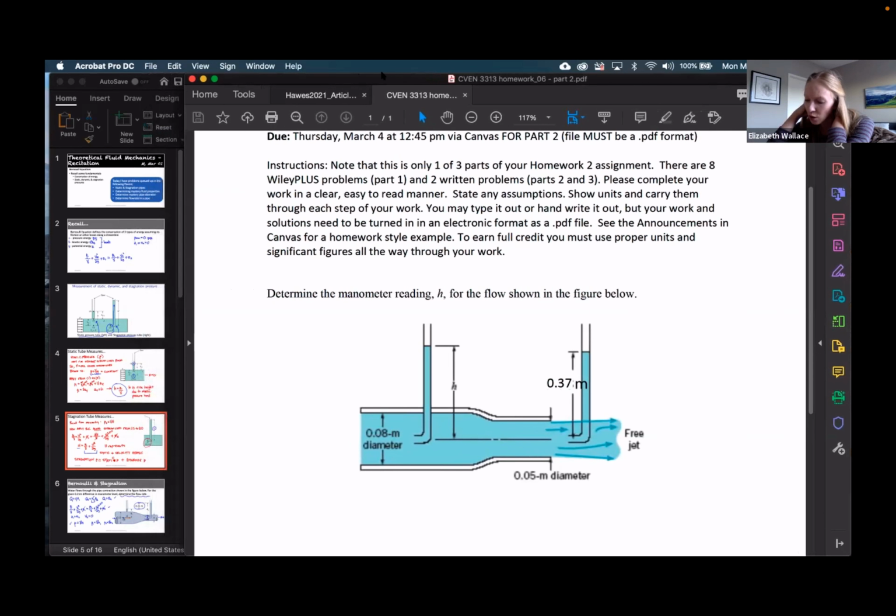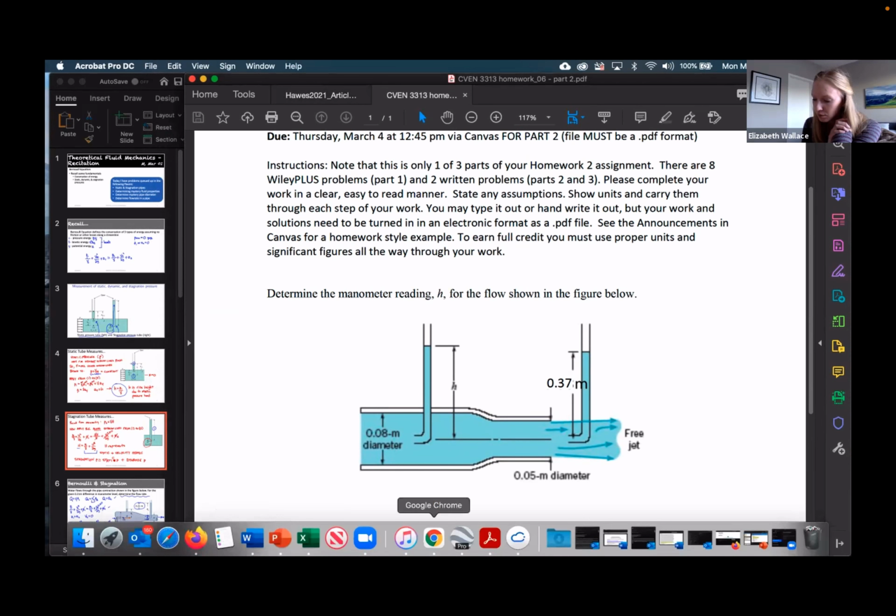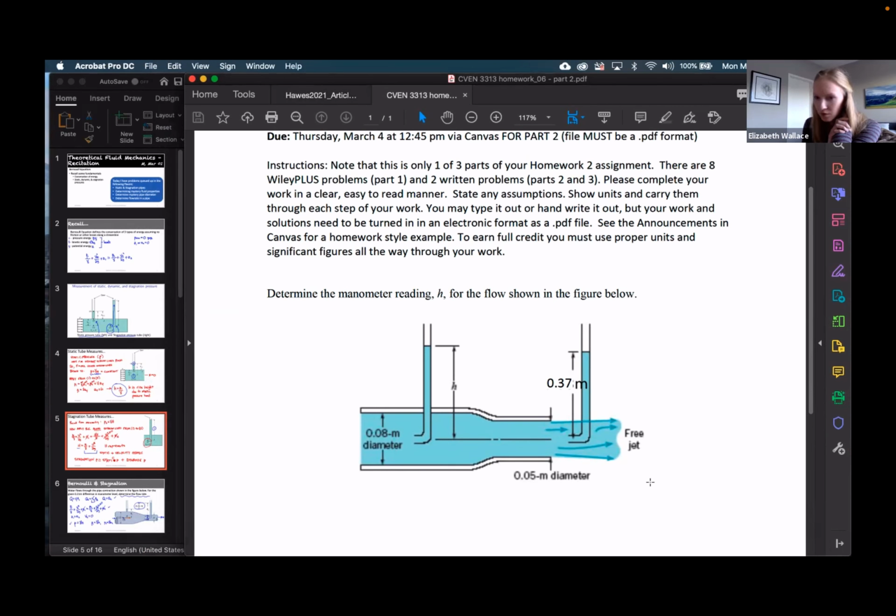I think so. So I should be doing Q equals velocity times the area, and then set those equal to each other. Velocity times the area. Yep. Both locations.